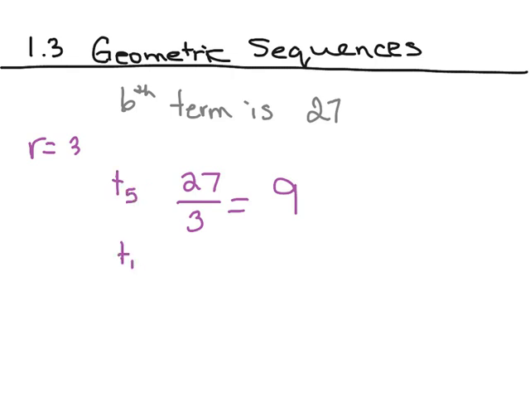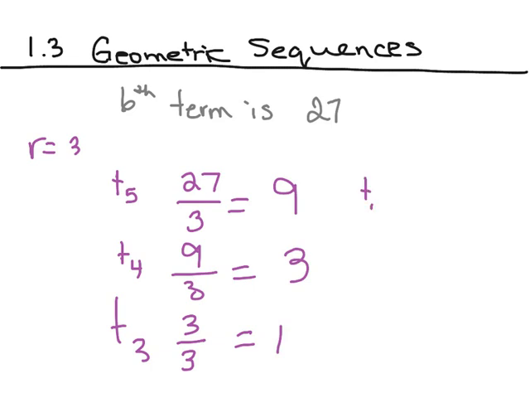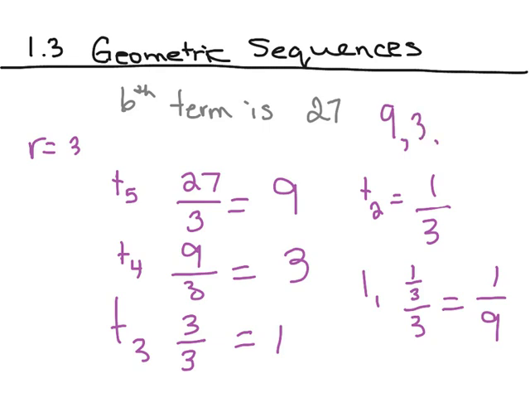T4, your fourth term, will be your fifth term divided by your ratio, which is 3. T3 is your fourth term divided by your ratio, which is 1. T2 is your third term divided by your ratio, and that's 1/3. And T1 will be 1/3 divided by 3, which is 1/9.